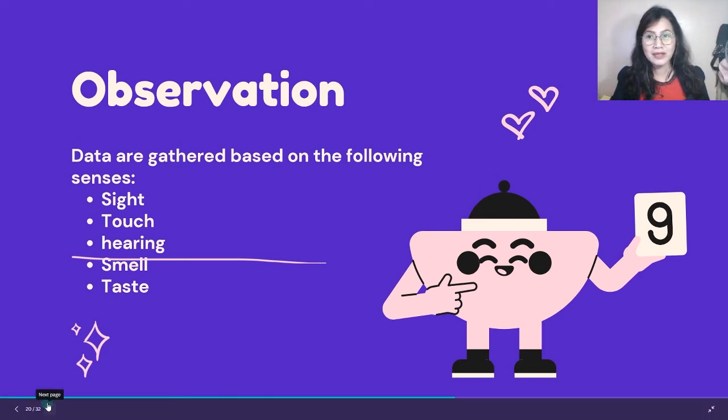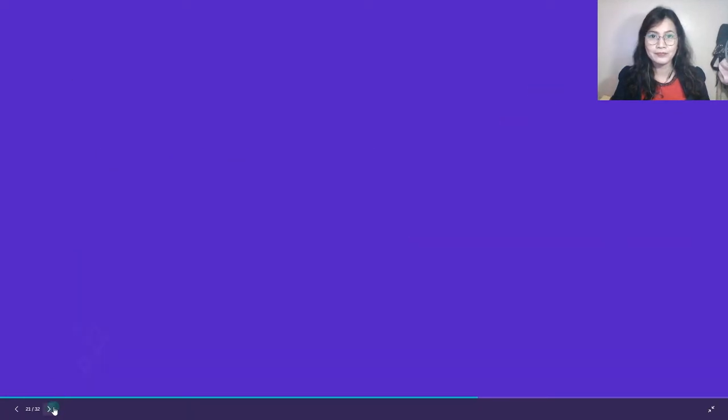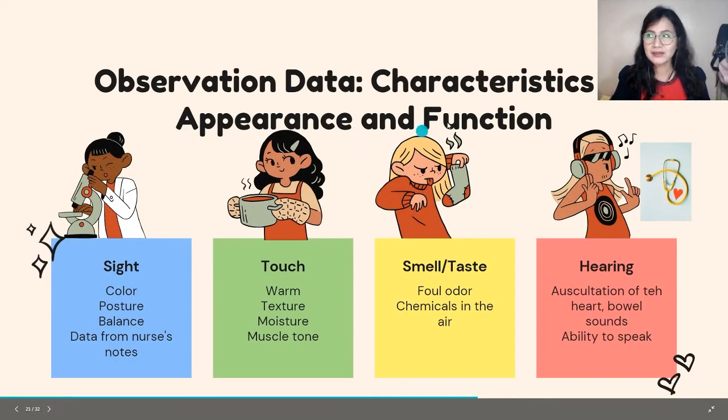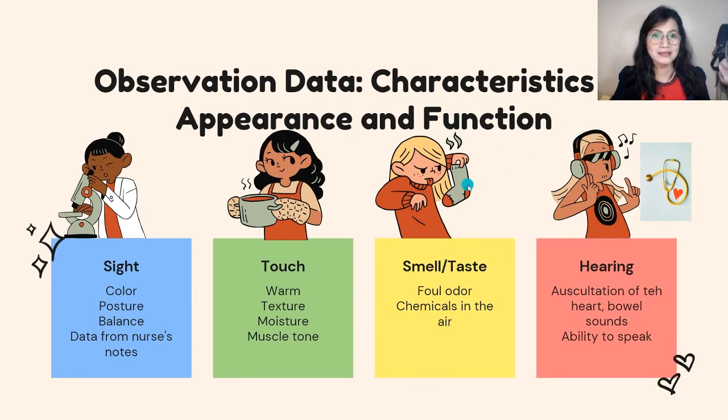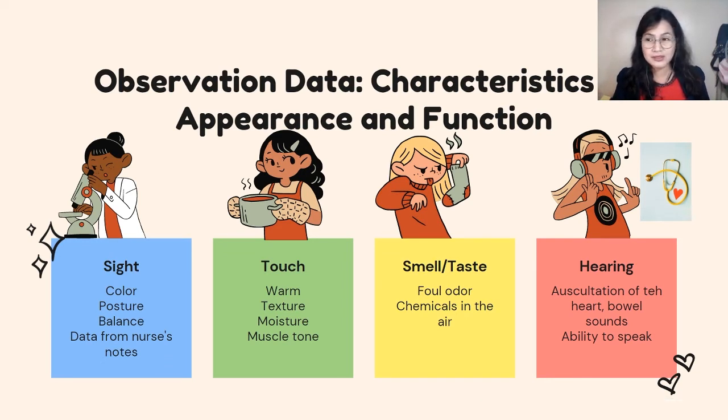Next method of data collection is observation. Observation data are gathered by means of the senses such as sight, touch, hearing, smell, and taste. This includes written documents as well. Observation data are characteristics of appearance and function. When you say sight, you observe for color, posture, balance, and data from nurse's notes.